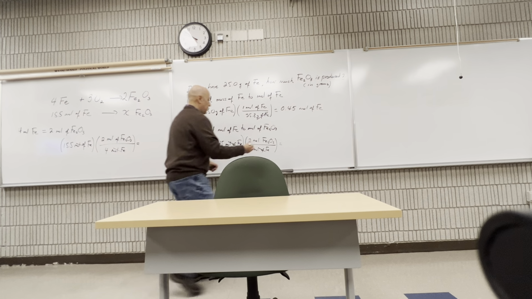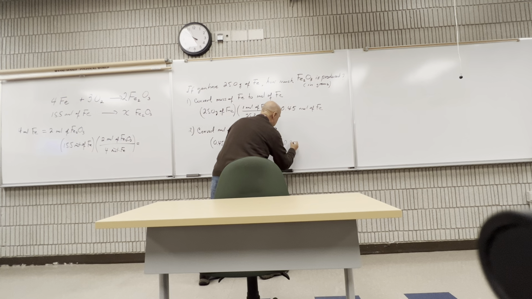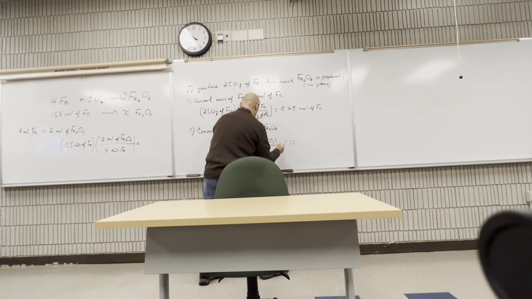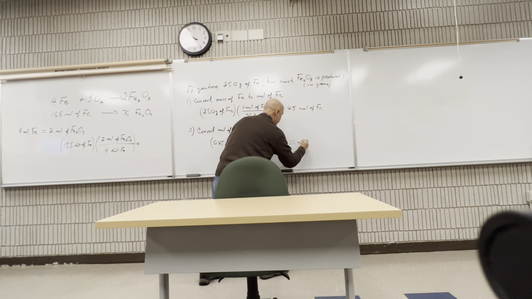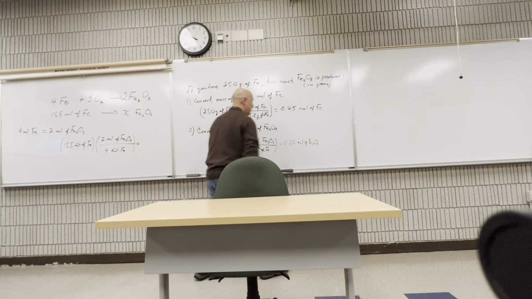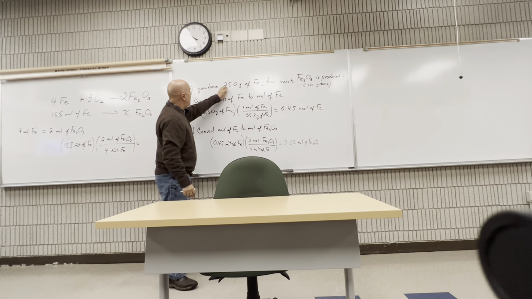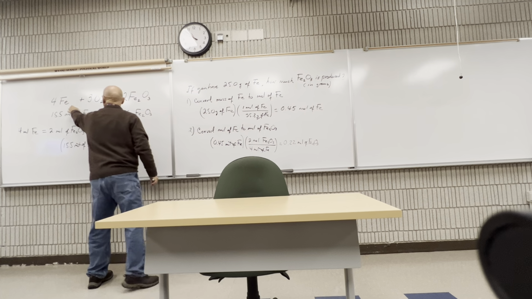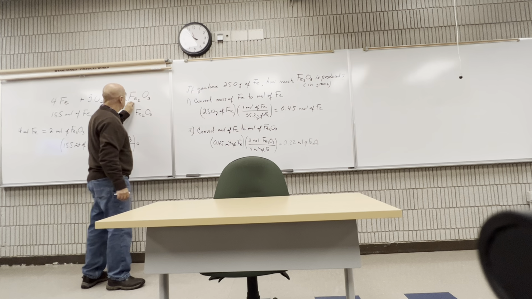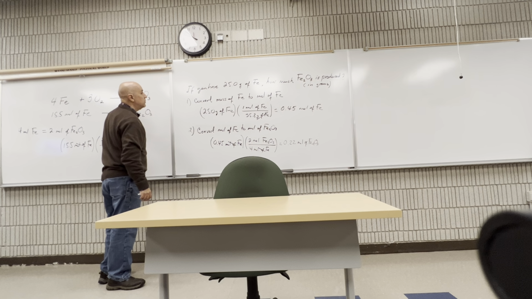0.224, yes. Okay. So 0.22 mole of Fe2O3. So now, we haven't answered the question. If we have 25 grams of iron, how many grams of iron oxide are going to be produced?